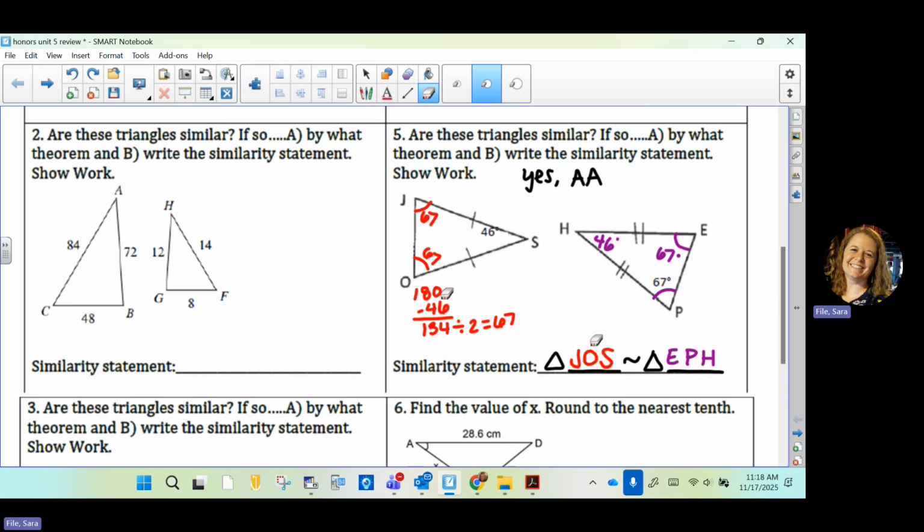Actually this one's a little different. The S and the H are the 46 degree angles. The S and the H definitely have to be in the same spot. But because these other angles are congruent, it's isosceles, so the J and the O technically could switch. You could do J to E or J to P. So that one had some more possible correct answers because it's isosceles.